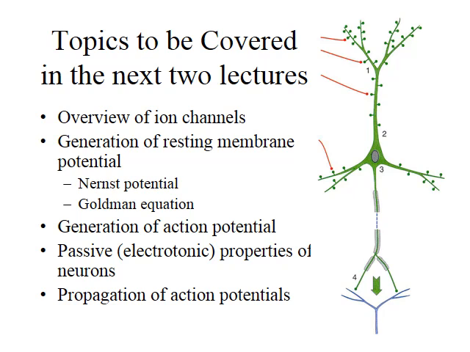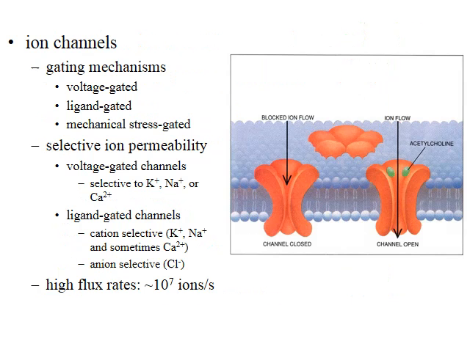In the following lecture, we'll be talking about the passive properties of neurons, the so-called electrotonic properties of neurons, including the membrane time constant and the membrane length constant. And this in turn will allow us to understand how action potentials are propagated down axons.